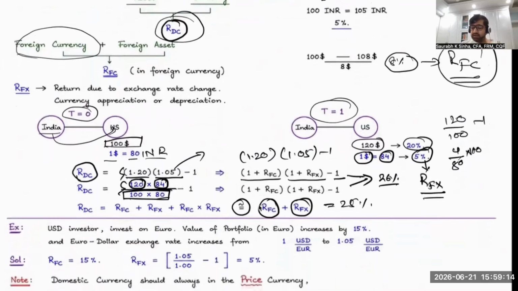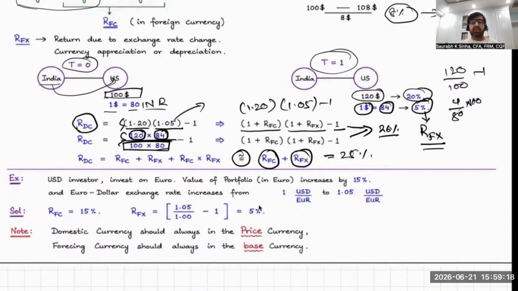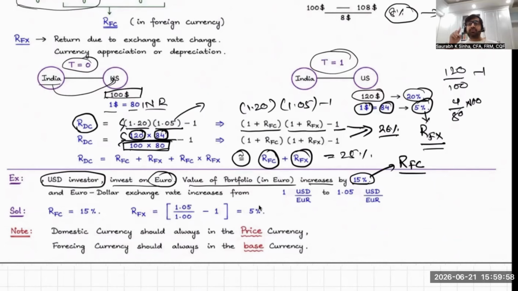So let's do one question. If you have understood how to calculate the return in domestic currency, if you are given the return in the foreign currency and the return of FX, which is the return due to the appreciation and the depreciation of the foreign currency. Okay. So there is a USD investor. So what is the domestic currency? USD. Invested in euro. What is euro? Foreign currency. The value of portfolio in euro increases by 15%. So is it RDC or RFC? This is RFC, return of the foreign currency asset in the foreign currency.